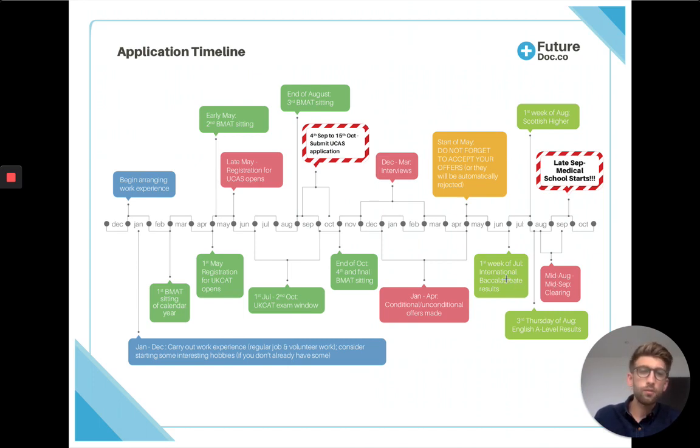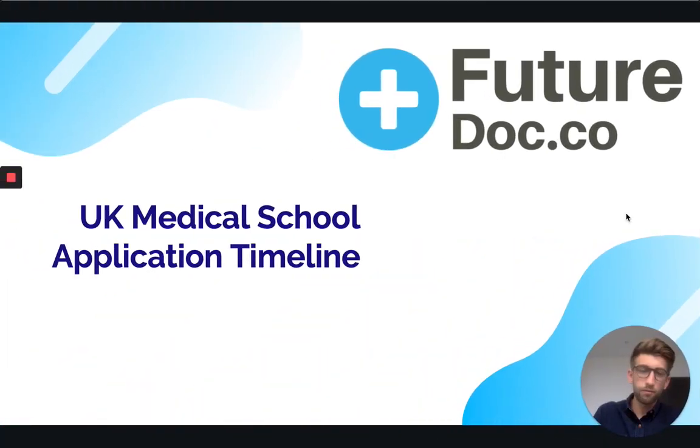And then finally, we have the results here. So Scottish results, International Baccalaureate, and obviously English A-levels, as well as all the other international results. And then once some spots might free up, we will have a bit of time for clearing. And then all being well, you'll start medical school at the end of September. So there you have it. That's everything from start to finish and what you should be doing at each stage throughout the medical school application process.